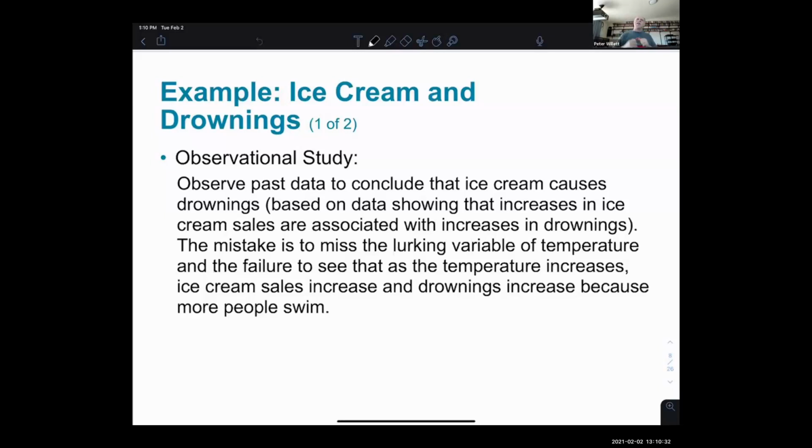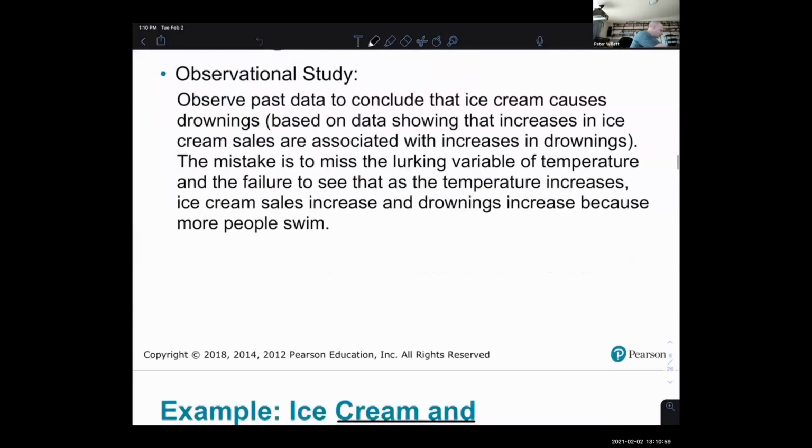So this is an example of the challenge in designing statistical studies, observational or experimental, in that you have to design something that gets to the issue that you're trying to explore. And observing histories of the two will not establish that the two are causal, meaning that ice cream is actually what caused more drownings.